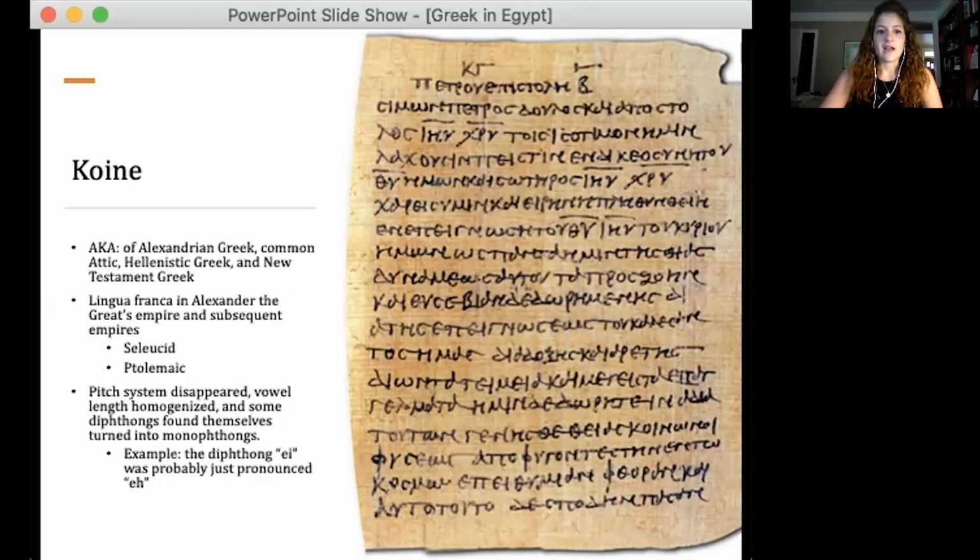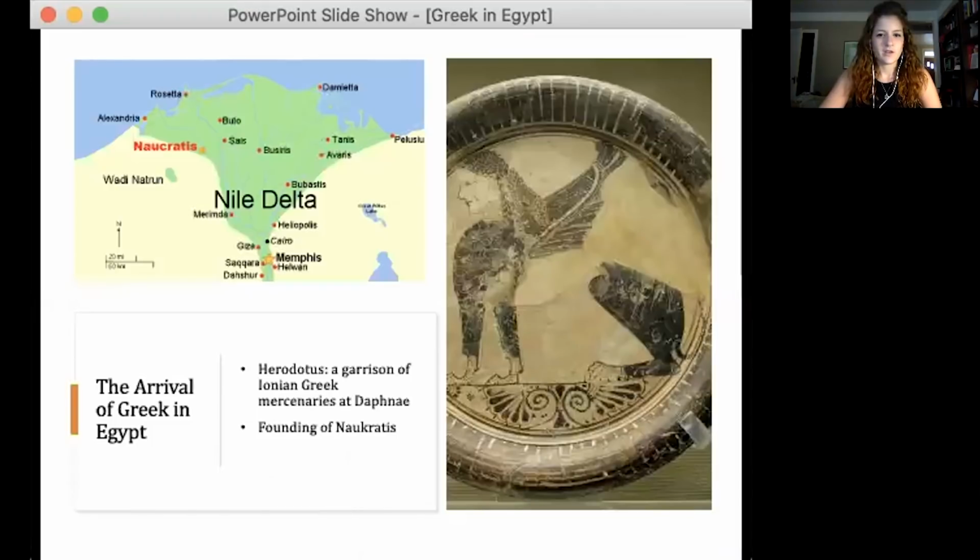Koine was spoken and written in Egypt, but how did it get there? So the Greeks have been in Egypt since pretty early on. Herodotus sometimes can be a shady source of information, but at the very least, he maintains that a garrison of Ionian Greek mercenaries was established at Daphne, a site which is pretty much now on the Suez Canal.